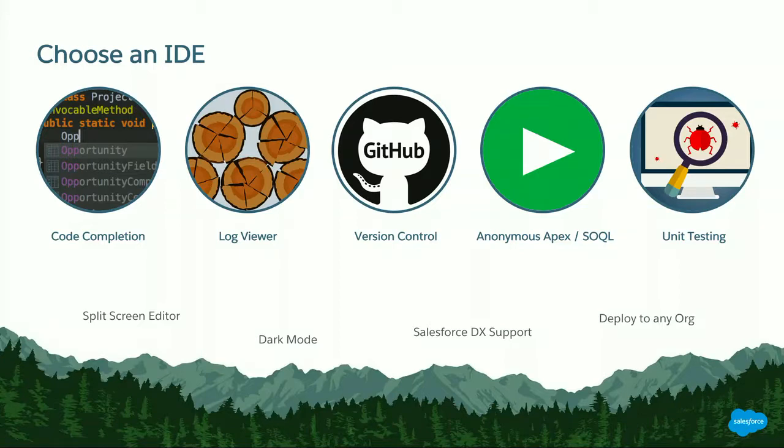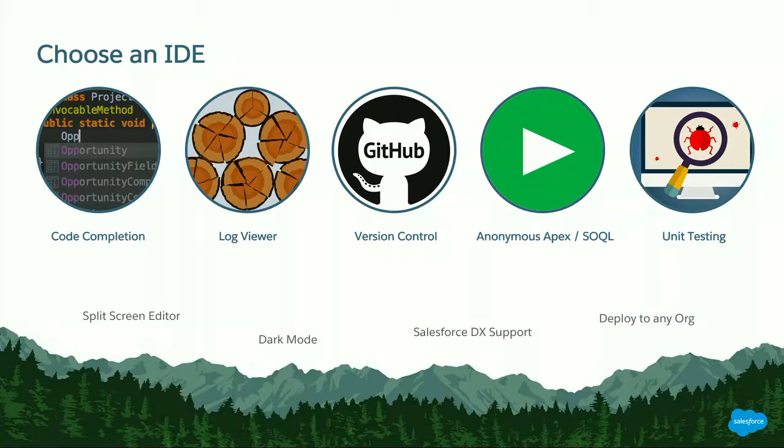Anonymous Apex and SOQL execution. This is really useful. You can just execute code against your Salesforce organization. You can retrieve data very quickly with SOQL. Again, this should be in the IDE, so you can test what you are doing really quickly. But be very, very careful when running anonymous code against your production organization, because you can mess things up. So it's best to use Anonymous Apex and SOQL against a sandbox environment, if you can.